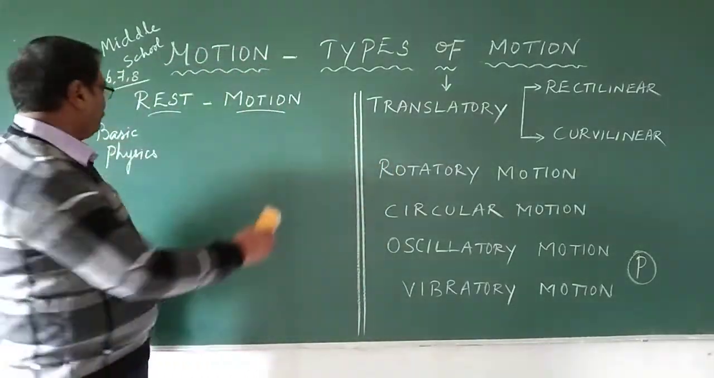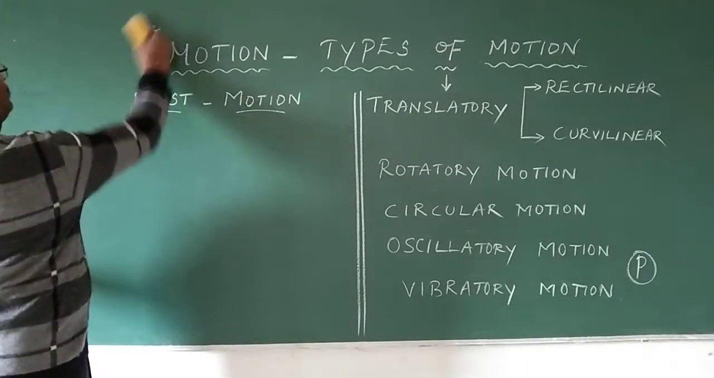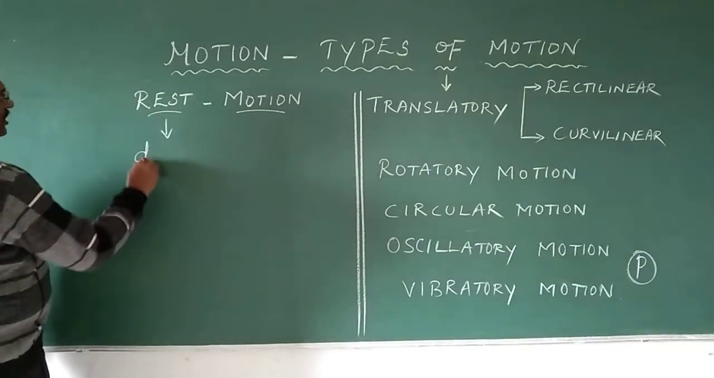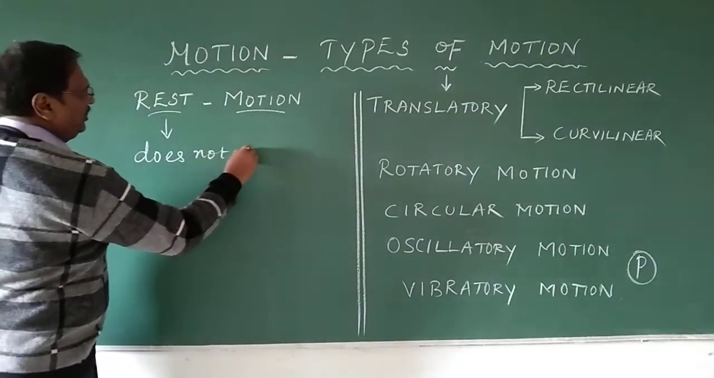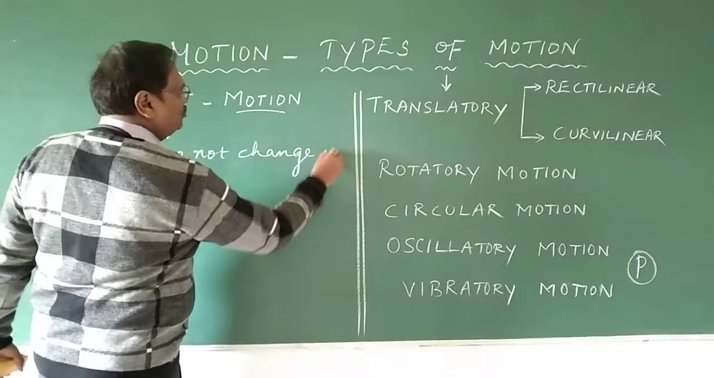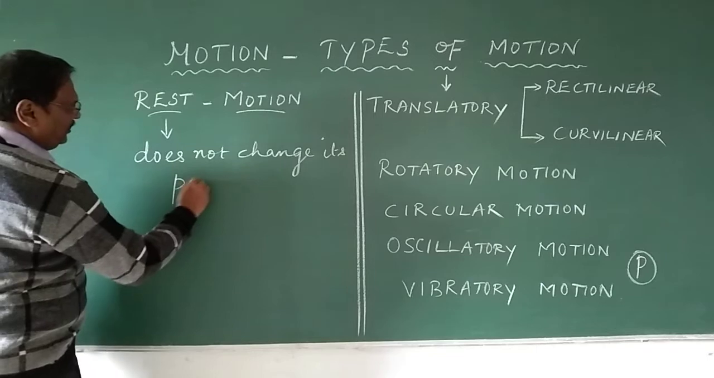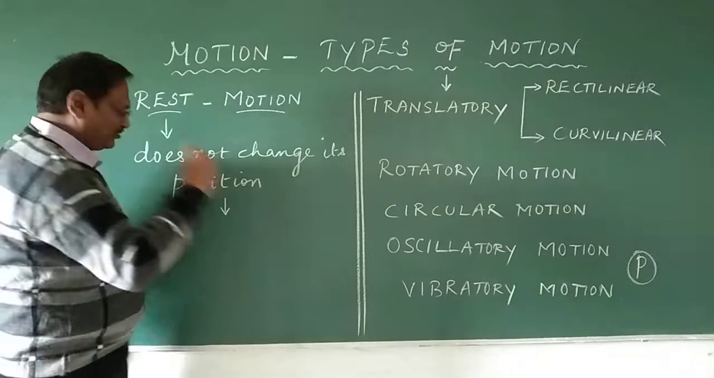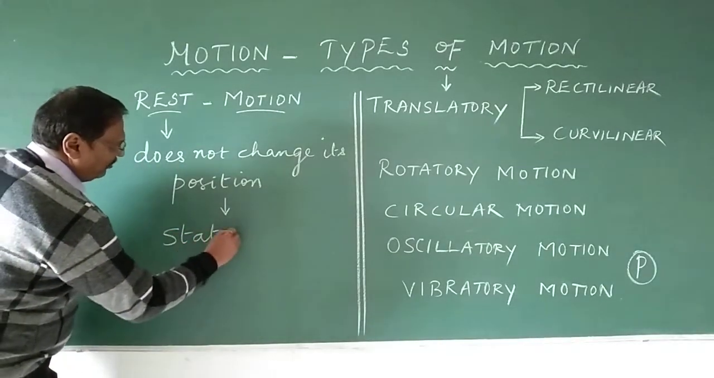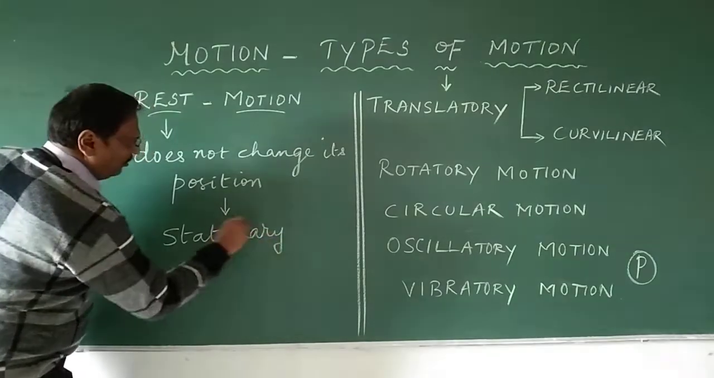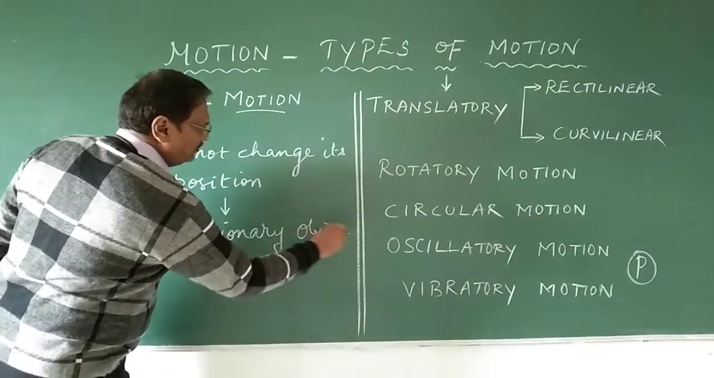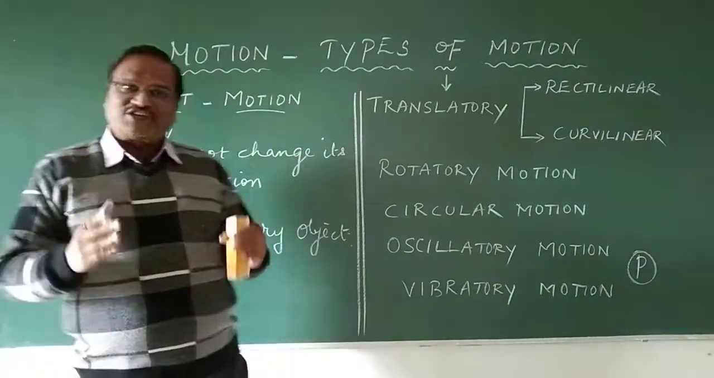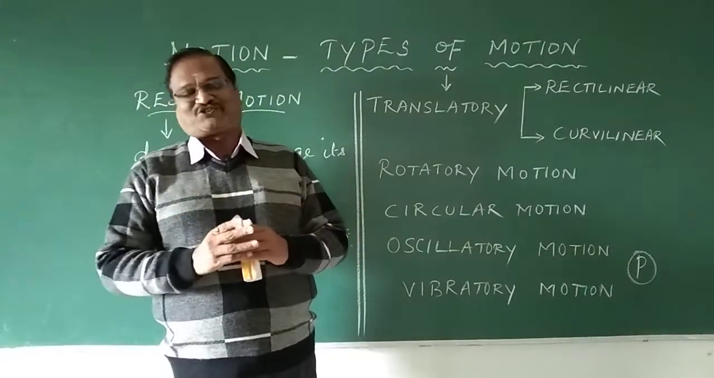Let me write the word for you. Rest means the body does not change its position. And this body which is not changing its position is called a stationary object. Stationary object. Okay, so this is the first one. Now what is motion? Motion is opposite to rest.